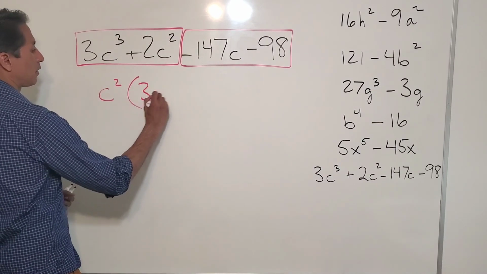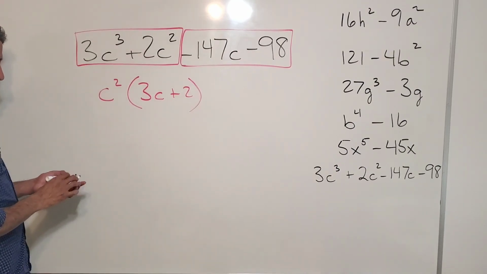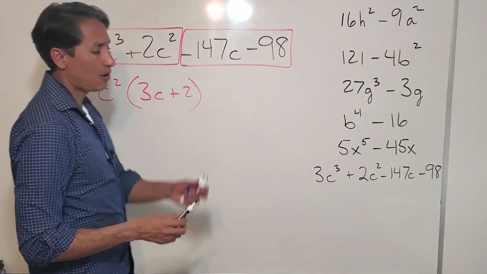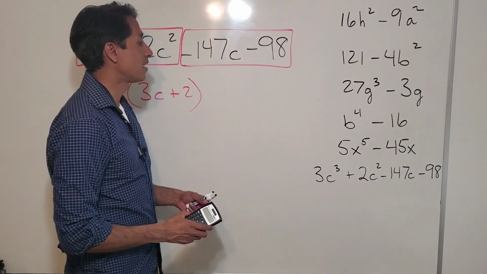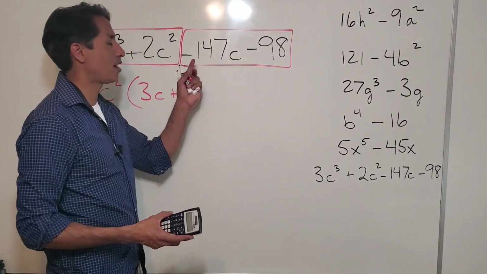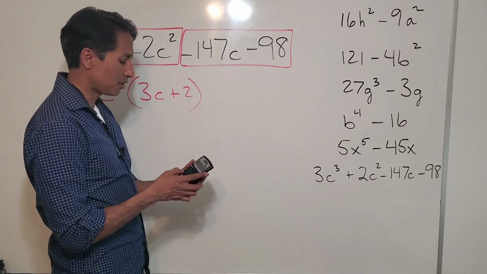What's left? I get a 3c plus 2. Okay. And back here, now when it comes to this stuff, honestly, this is going to be your best friend, because there's no way for me to know what a 147 is, right? And so I just got to start looking at the numbers.